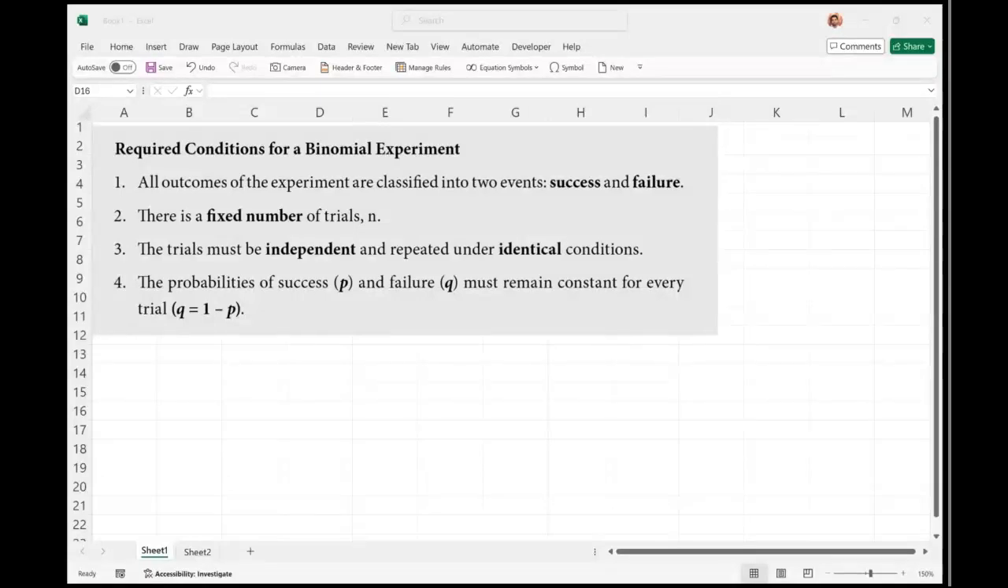Welcome back, folks. In today's class, I'll be talking about the new chapter, that is chapter 6.2. And in this one, we will talk about the binomial theorem.